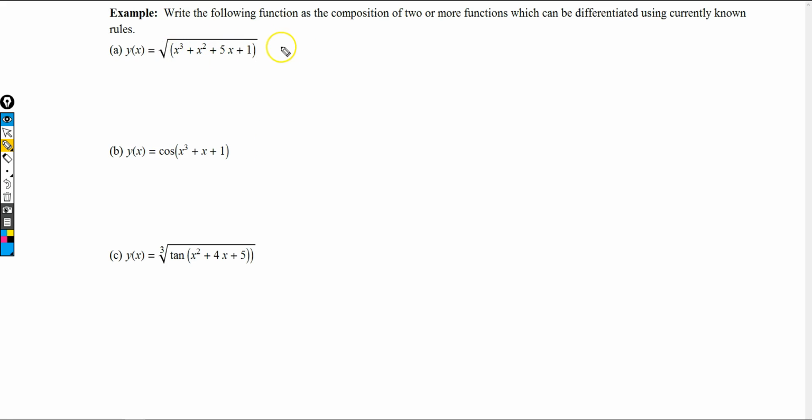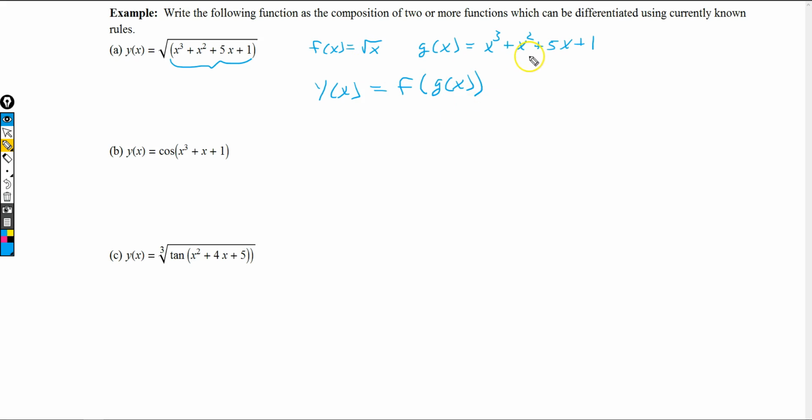Well, let's take a look at part A here. Notice that we see an inside piece here, x cubed plus x squared plus 5x plus 1, and then an outer function, which is the square root. So if we let f of x be the square root of x, and g of x equal the inside polynomial, then we see that this function y of x is actually the composition. It's simply f of g of x. And each of these functions we know how to differentiate. So there we've written y as the composition of two functions, each of which individually we do know how to differentiate.